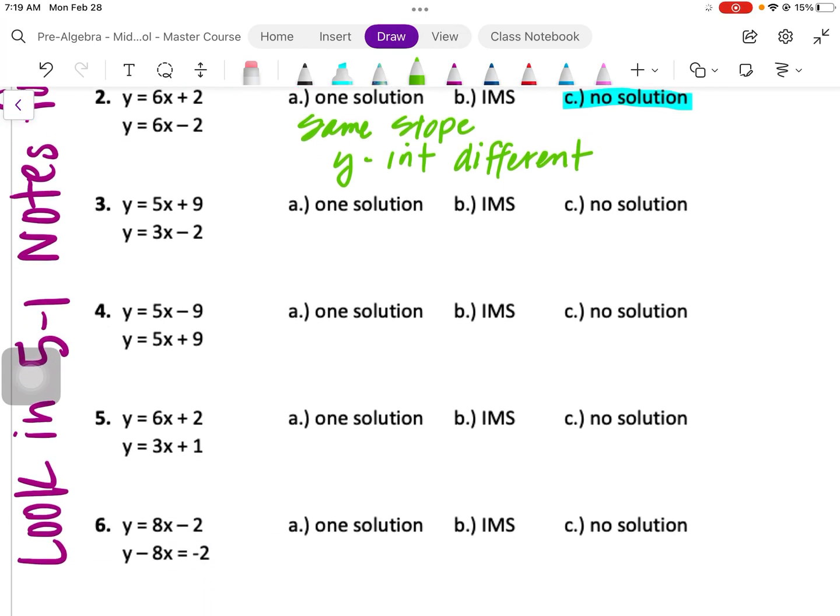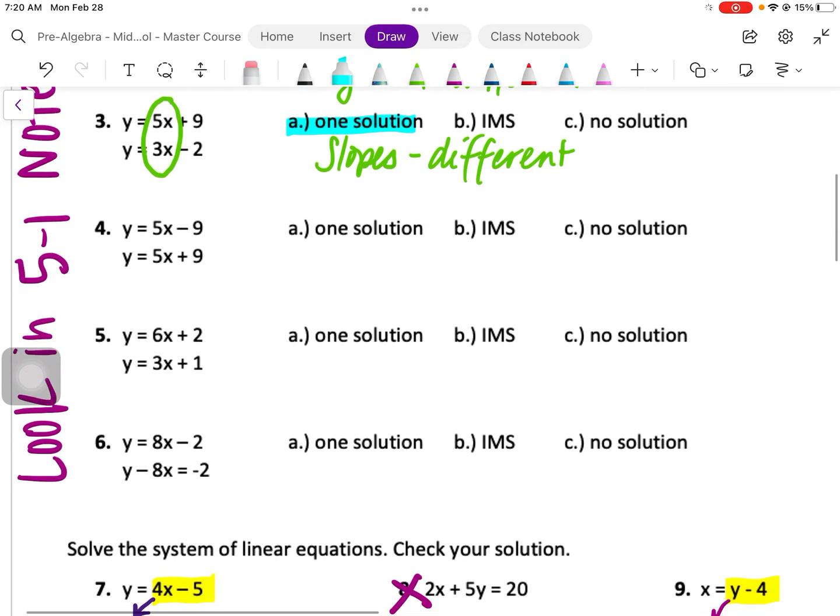In example number 3, if I look at my two slopes, let's fix that real quick. Let's see. There we go. I can see that my slopes are different. And as soon as I see that the slopes are different, I know automatically that this is going to be a system of equations with one solution. Those two lines are going to eventually intersect and give me one distinct point.